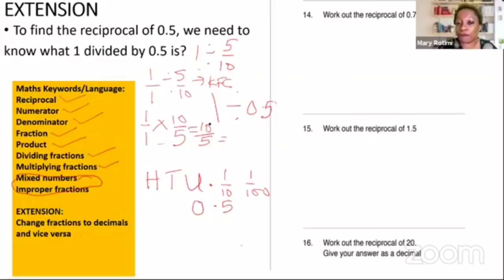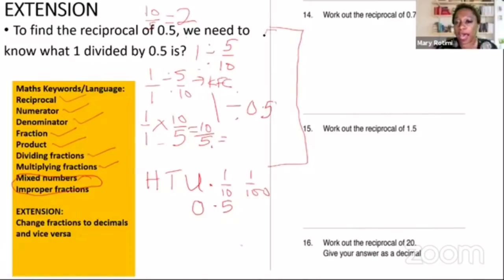So 10 over 5 is the reciprocal of 0.5. So if I put it there, 10 over 5. And what's 10 over 5? 10 over 5 basically means how many lots of 5 in 10, which is 2. That makes sense, isn't it? I'm going to show you why it makes sense. I'm going to use this spot as my writing board.